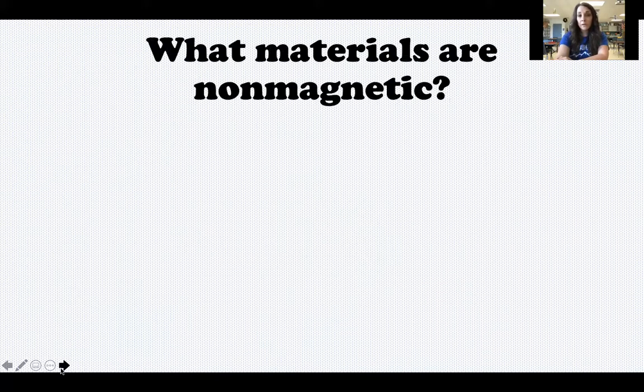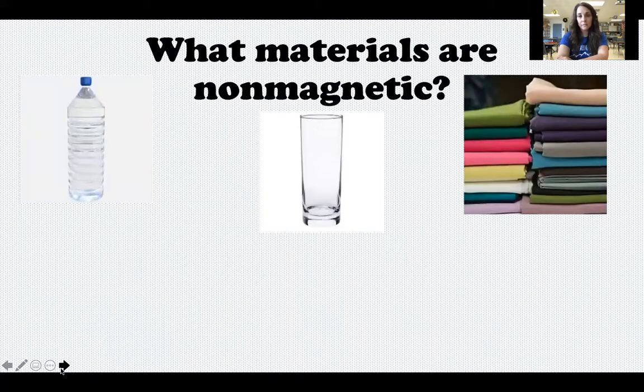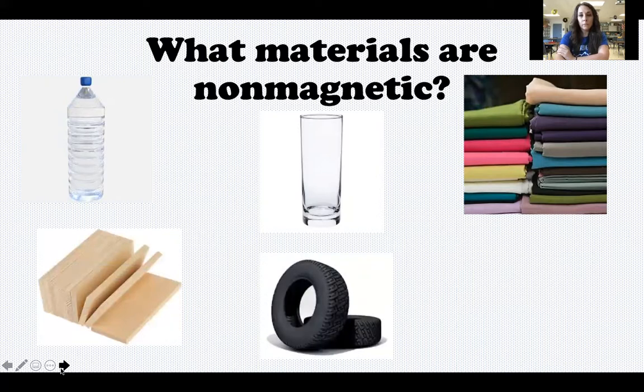What types of materials are non-magnetic? Plastic, glass, cotton or any type of fabric, wood, rubber, and paper. All of these are non-magnetic, meaning they will not be pulled towards or attracted to a magnet, nor will they be repelled or pushed away.